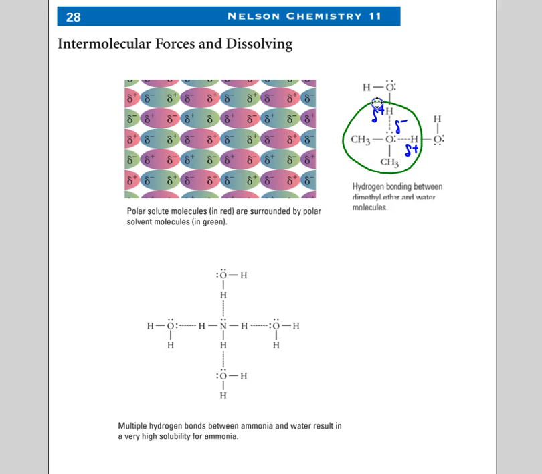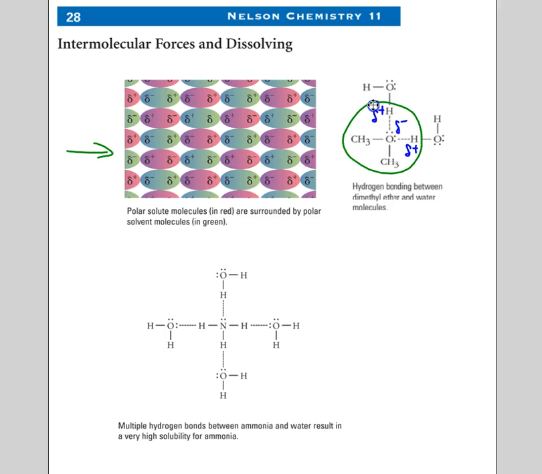Of the molecule. And so visually here we can also see that this rectangle of red and green ovals would represent the solute molecules in red being surrounded by polar solvent molecules. And once the solute molecules are completely surrounded, we would say that the substance has been dissolved. There's no evidence of its original form.